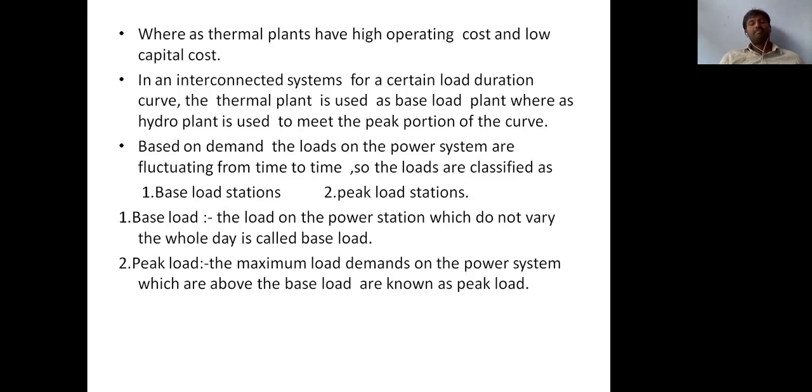The next one is the peak load plant. The maximum load demand on the power system which is above the base load is known as peak load. Peak means maximum. The examples for peak load plants are gas, diesel and pumped storage plants.